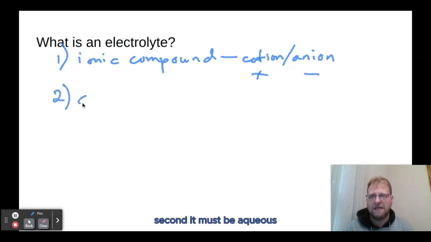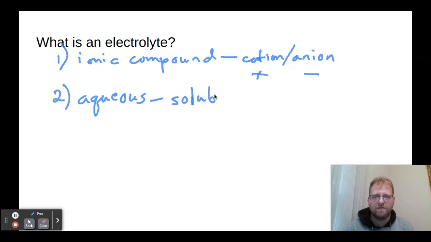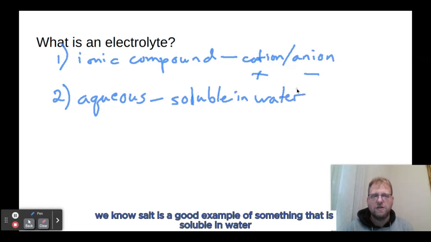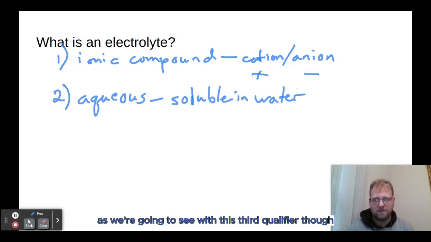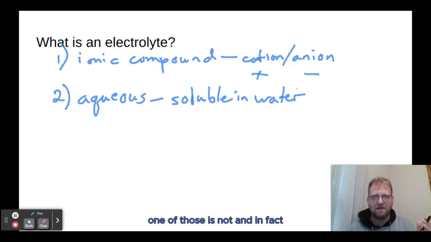Second, it must be aqueous. Love using vocabulary words here. Aqueous. Good time to define this word as well. Aqueous means that the substance is soluble in water. That means it can dissolve in water. We know salt is a good example of something that is soluble in water. Sugar is something that is soluble in water. As we're going to see with this third qualifier, though, one of those is an electrolyte, one of those is not. And in fact, the one that's not fails on the first criteria, even though it's okay on the second.